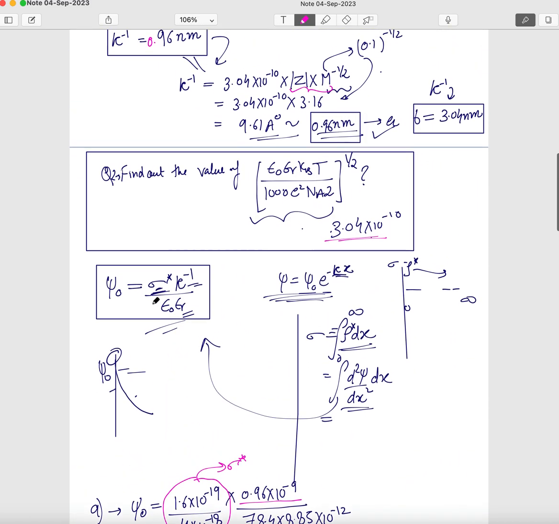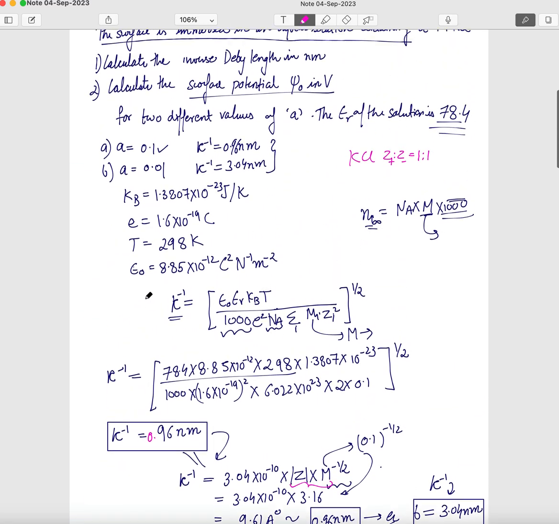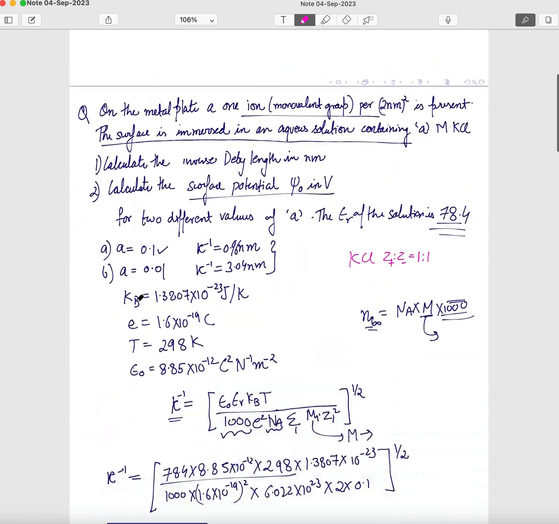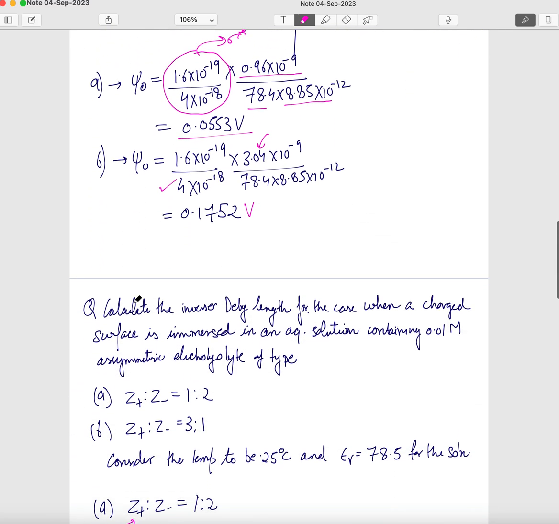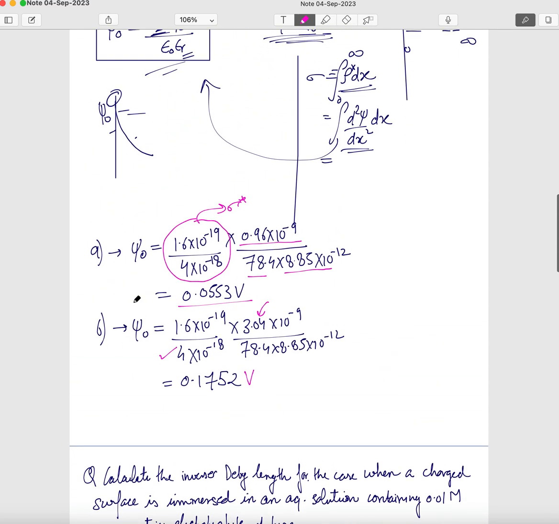These are the two questions that we have discussed, and I hope this will help in solving your assignment problems. Okay, thank you.